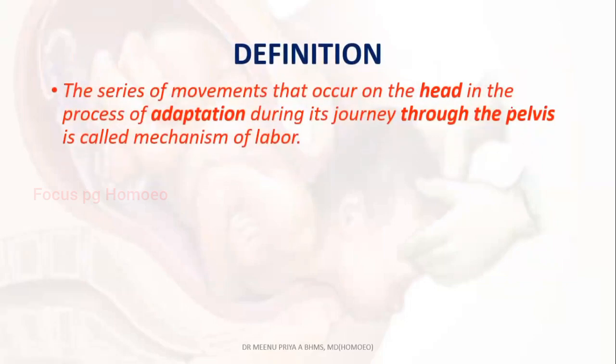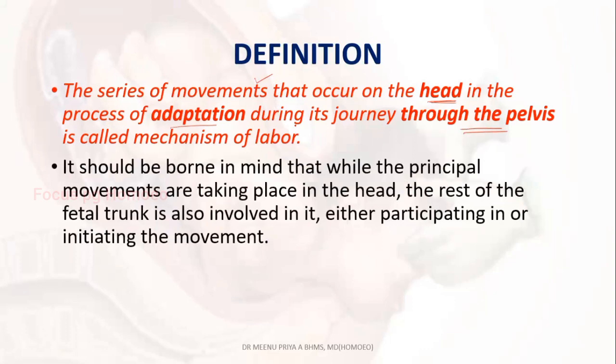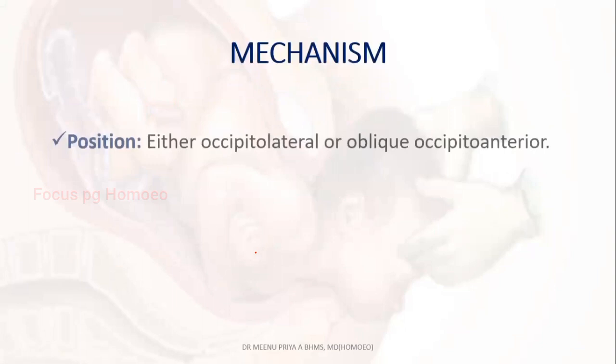The series of movements, so movements here, not events, that occur mainly on the head of the fetus in the process of adaptation during its journey through the pelvis, is called the mechanism of labor. And it should be borne in mind that while the principal movements are taking place in the head, the rest of the fetal trunk is also involved in it, either participating in or initiating the movement. Next, what is the mechanism?